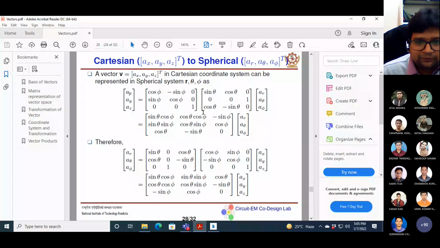For the inverse transform, it is easy. Why is it easy? Because of this orthogonality property. Basically the inverse becomes the transpose. The inverse of this is the transpose of this, and the inverse of this is the transpose of this matrix. If you multiply, then you get the overall coordinate transform from one coordinate system to another, that is, from Cartesian to spherical, and this is spherical to Cartesian.